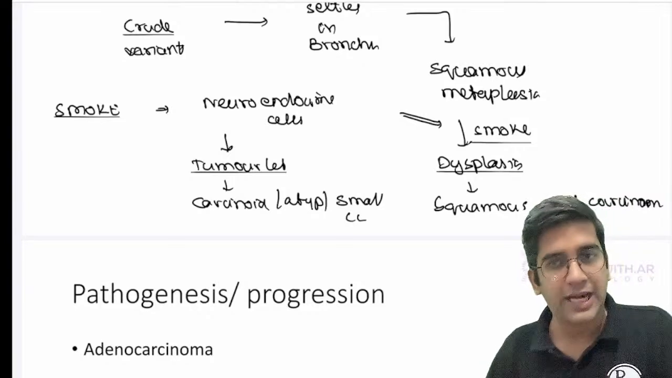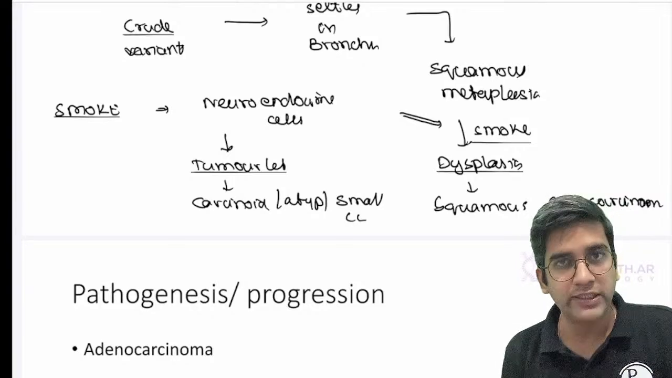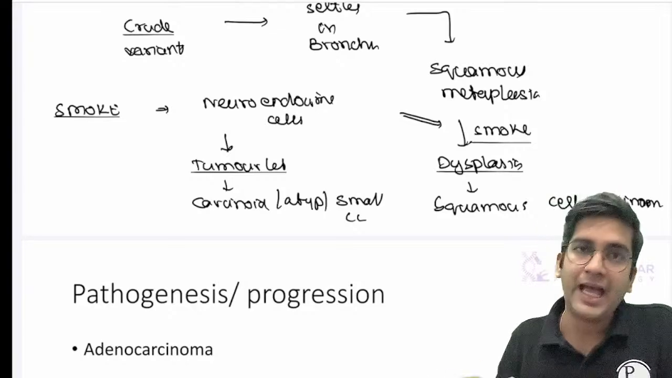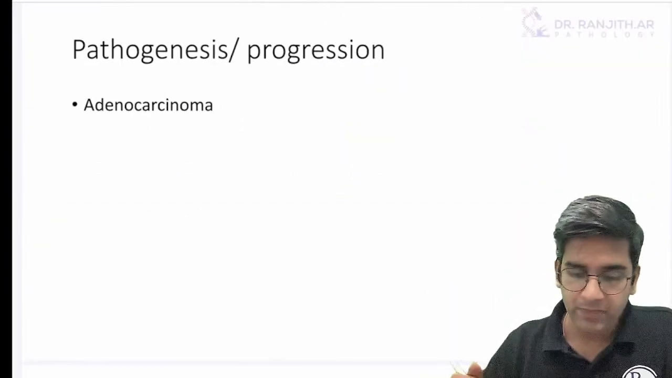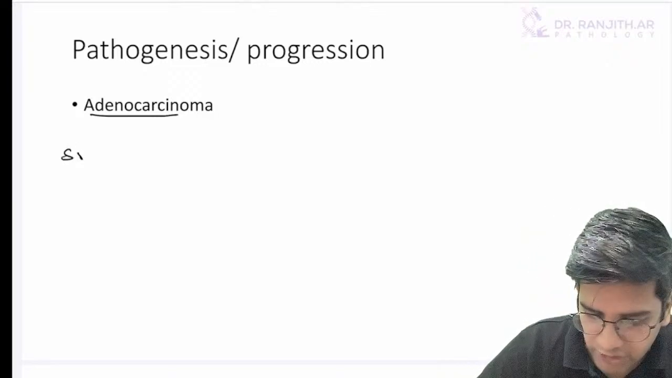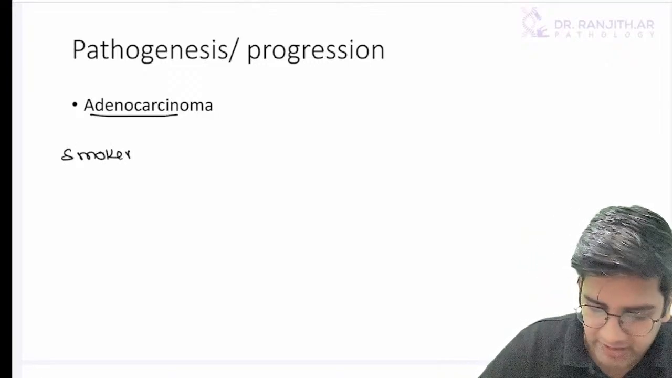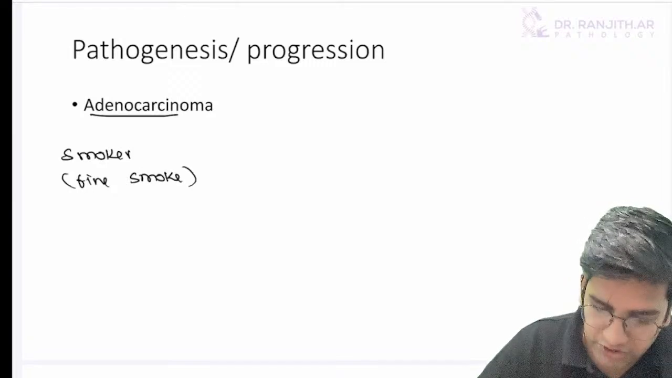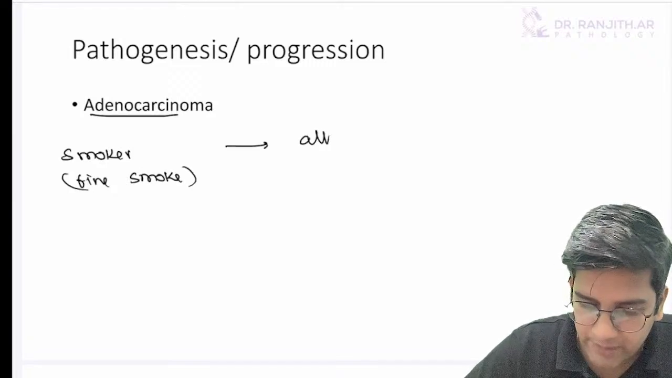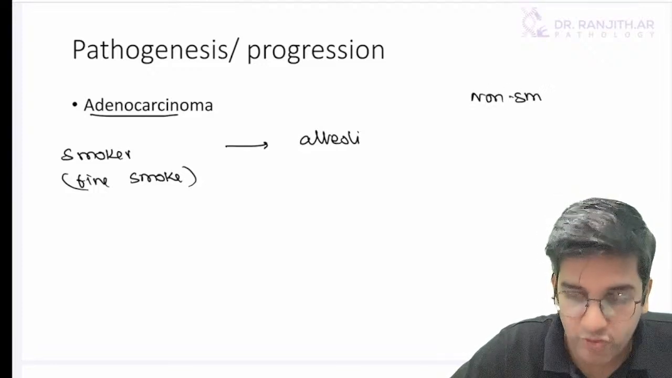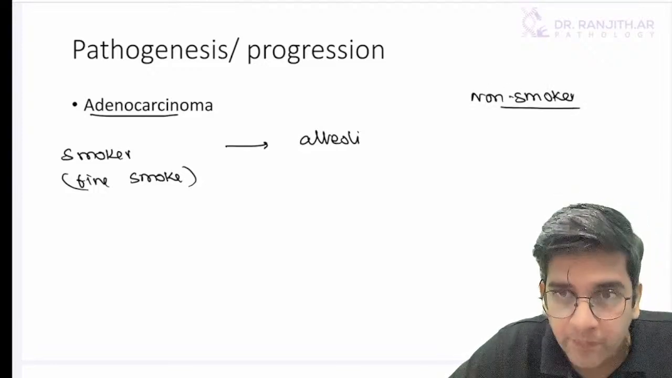Fine. Okay. Adenocarcinoma pathogenesis, I have two things. Here is where, like Sarkar said, I need both the genetic importance as well as your smoking, right? Because adenocarcinoma can be seen in non-smokers as well as smokers, right? If it's a smoker, mostly it's a fine variant of smoke which can reach the alveoli. If it's a non-smoker, there's also a risk of adenocarcinoma.